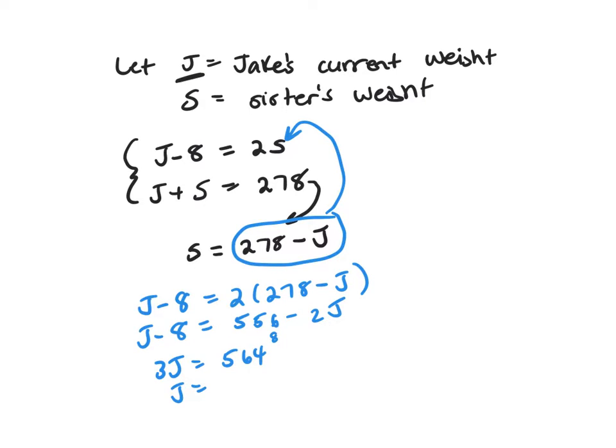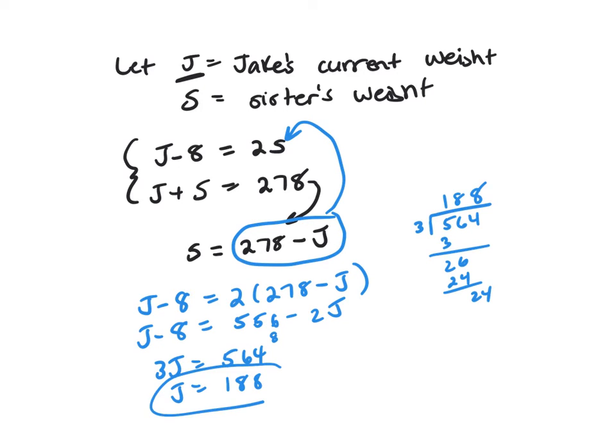And that's 3J equals 564. 3 goes into 5 once, and 3 goes into 26 eight times. 8 times 3 is 24. So Jake weighs 188. So there's your answer.